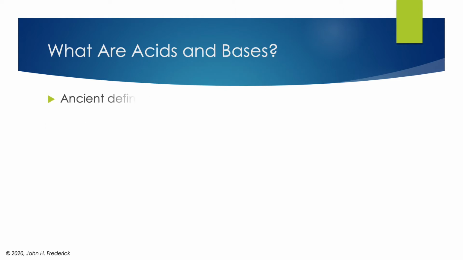Well, they've been known since ancient times, but in ancient times they were defined by their taste or by particular reactions they undertook. For example, acids were things that tasted sour and bases were things that tasted bitter. This is a rule of thumb that we don't like to test these days because you never know what effect something's going to have on your health. Nevertheless, this is how the ancients defined acids and bases.